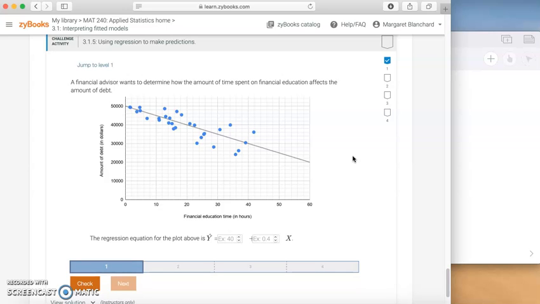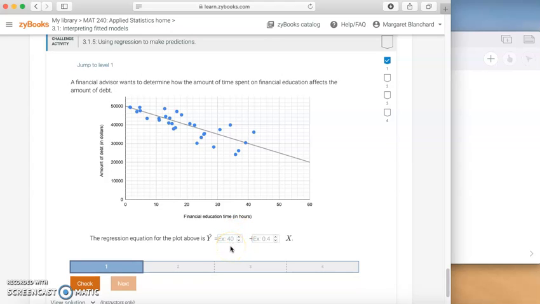A financial advisor wants to determine how the amount of time spent on financial education affects the amount of debt. The idea is that if you educate people more hours spent, their debt would go down. So here we see a negative slope, which is a good thing in this case. So we need to find that regression equation.